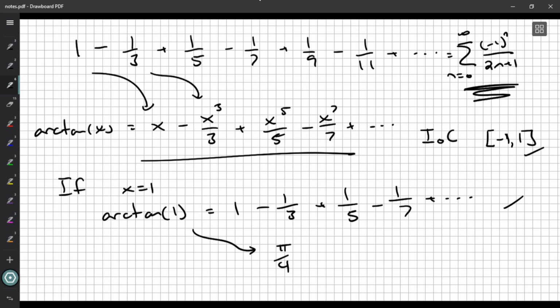And if you want to, you can add up a few of these terms, get an approximation for pi by 4, multiply it by 4, and you have a good approximation for pi. Okay. But our final answer is, yes, you can evaluate this because it's inside the interval of convergence, and the value happens to be arctan at 1, better known as pi by 4.